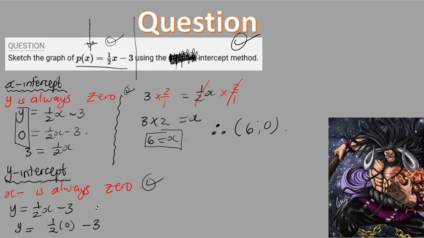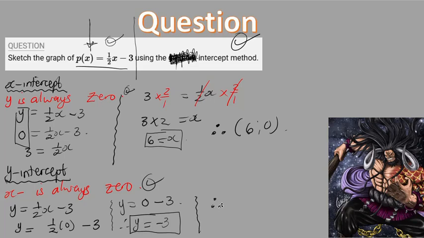We're good. So now from that point, I'm going to say y is equal to, what is half times 0? When you multiply anything with 0, it becomes 0. So then the minus 3. Therefore, my y will be equal to negative 3. So I have my y here, and I have my x value as 0.